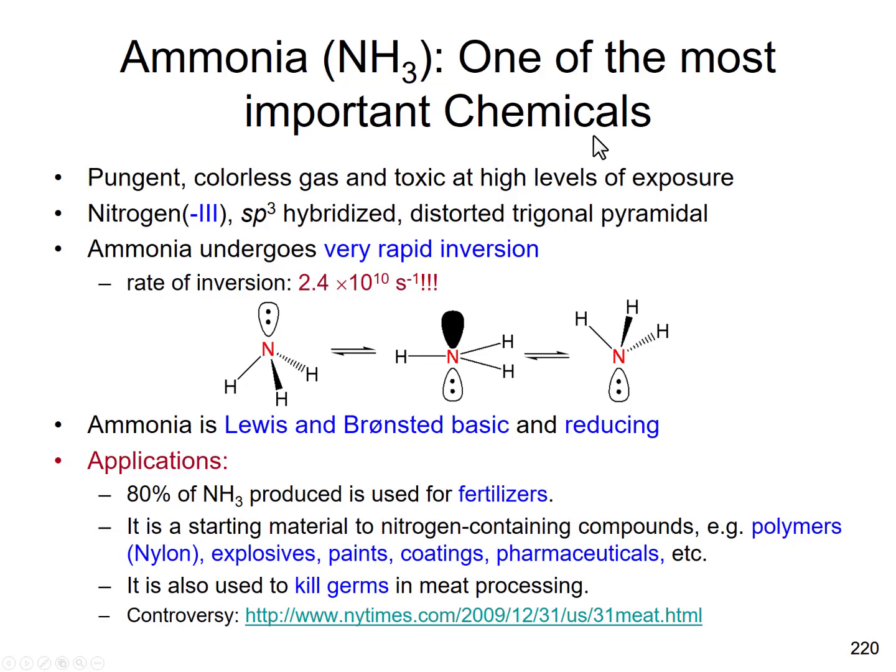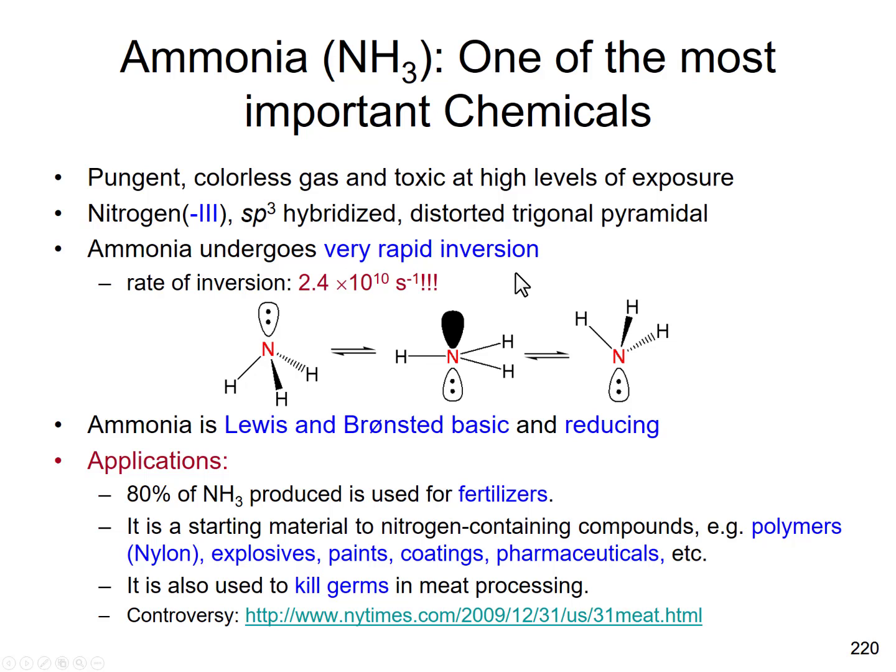Ammonia is certainly one of the most important chemicals for humanity. It is a pungent, colorless gas and toxic at high levels of exposure. It contains the nitrogen in the -3 oxidation state, and ammonia contains an sp3 hybridized nitrogen center. As such, it exhibits a distorted trigonal pyramidal structure.